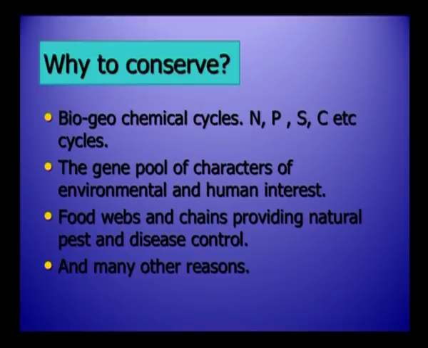Biogeochemical cycles like nitrogen, phosphorus, sulfur, carbon, etc., the gene pool of characteristics of environmental and human interest, food webs and chains providing natural pest and disease control, and many other such reasons.